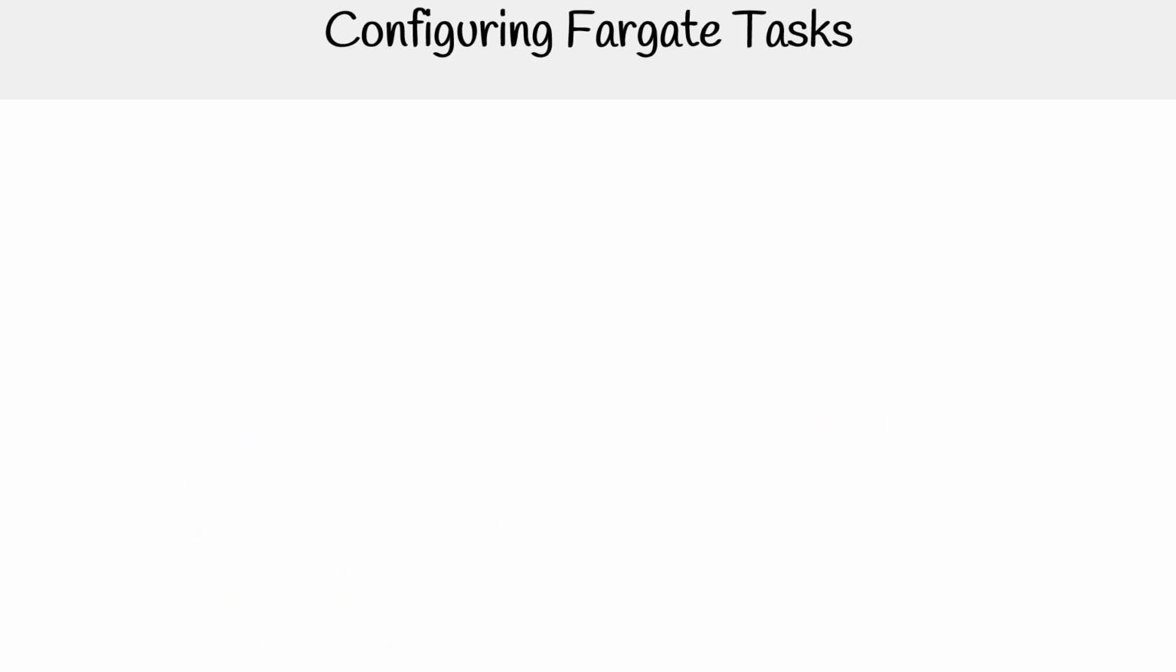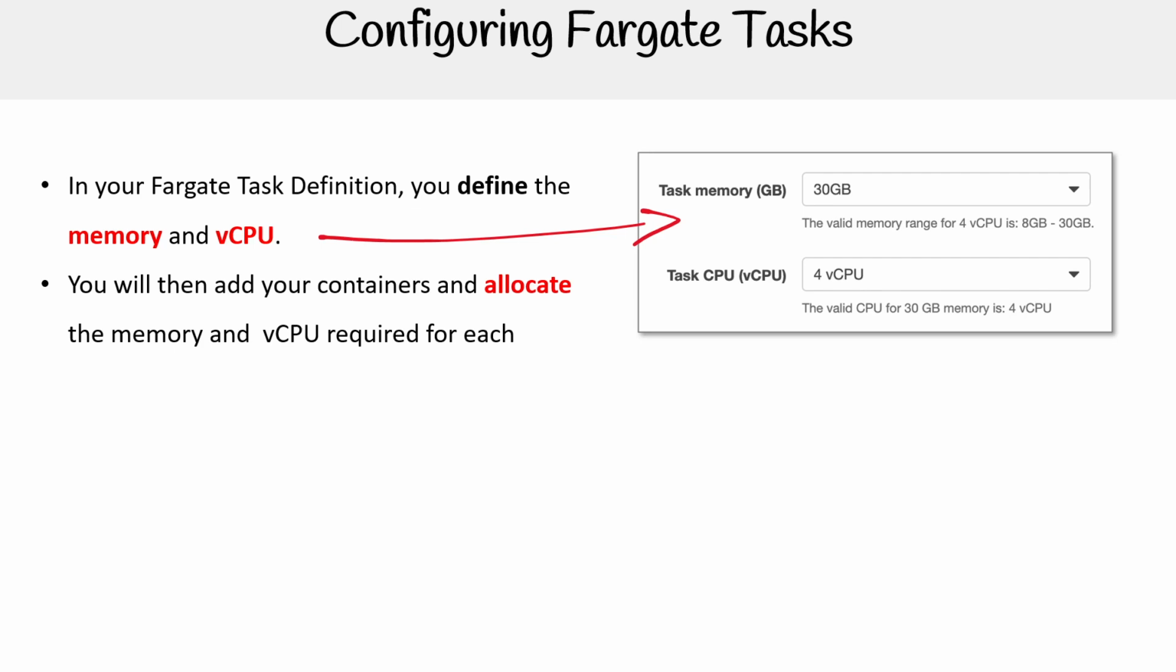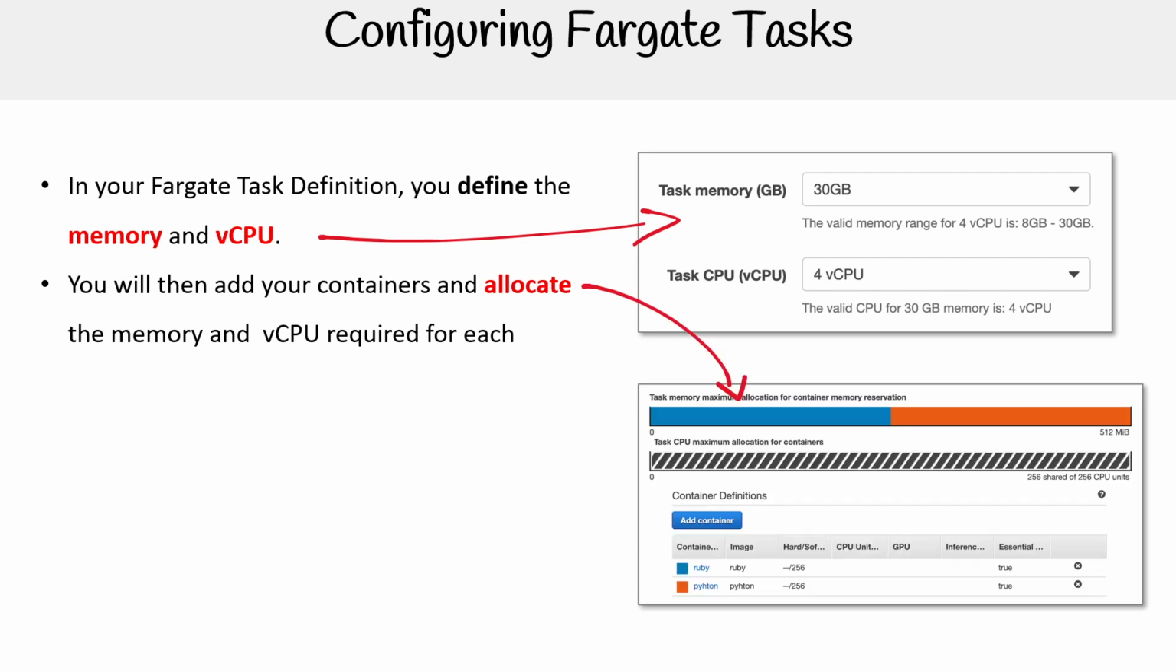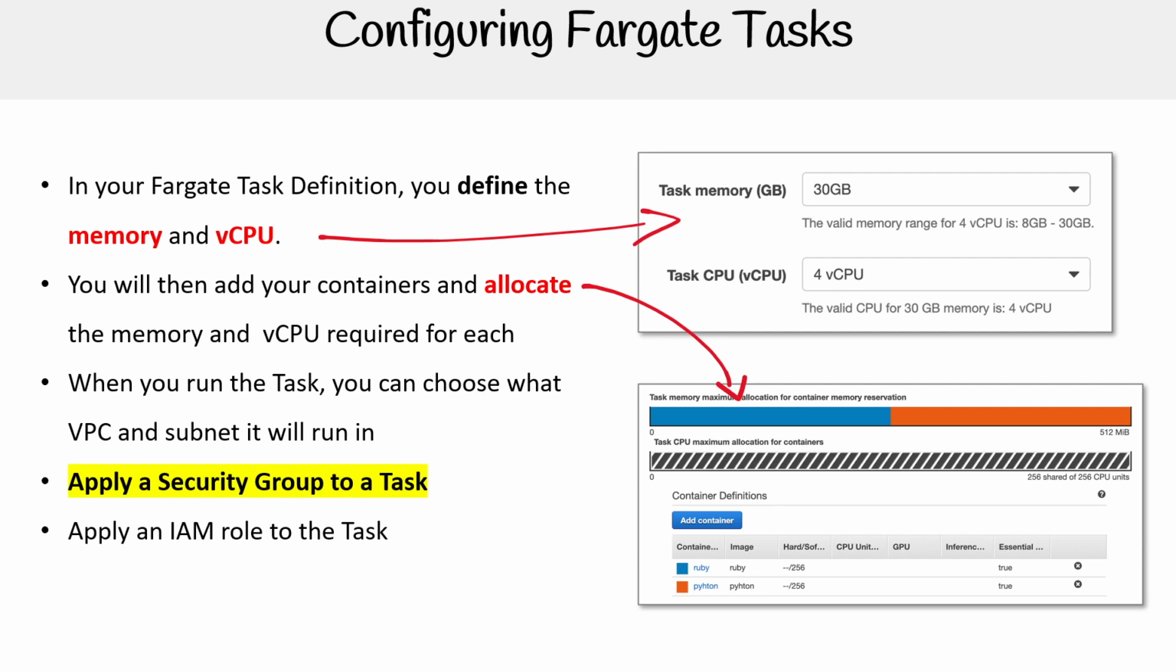Pretty straightforward. In your task definition, you have to define memory and vCPUs. You will then add containers and allocate the memory and vCPUs required for each. That's no different for ECS EC2, but the point is that the ratios for Fargate are very particular. You apply a security group to a task. You apply an IAM role to the task. You can apply SGs and IAM roles for both ECS and Fargate tasks and services. So I just want to make that clear.